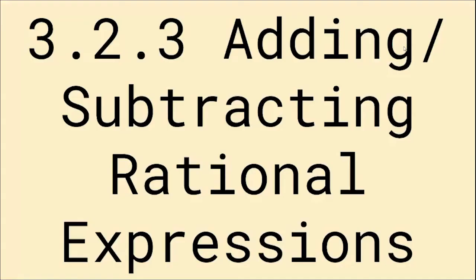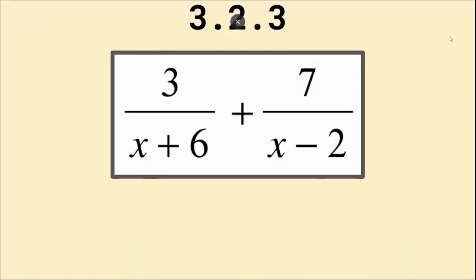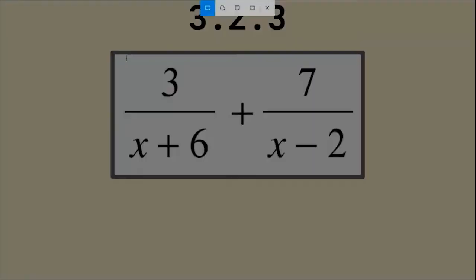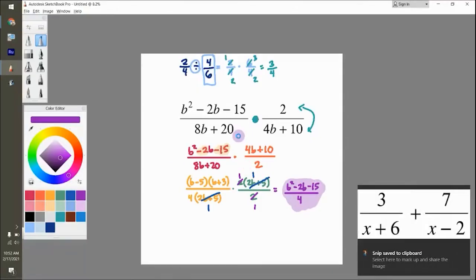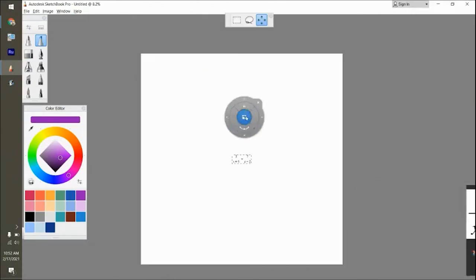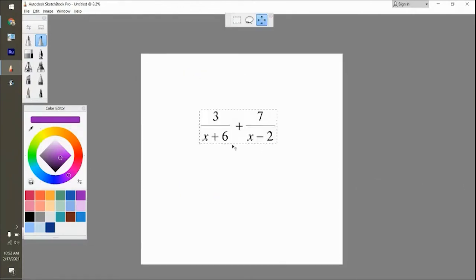All right, so we are going to go over the last subsection in 3.2, adding and subtracting rational expressions. Again, it's a polynomial divided by a polynomial. That's what we have here, only we're adding them together. It is the exact same rules as adding and subtracting fractions. You have to have common denominators. That is definitely the goal you're going to want for these.